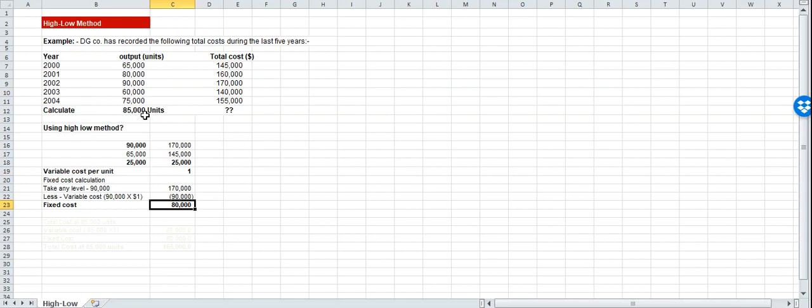Now in this given question, you are asked to calculate the total cost at 85,000 output level. So therefore, what is the variable cost of 85,000 units? Which is very straightforward. So 85,000 multiplied by $1, which is 85,000, and simply add the fixed cost of 80,000. So thereby you will be getting the total cost at 85,000 units, 165,000.